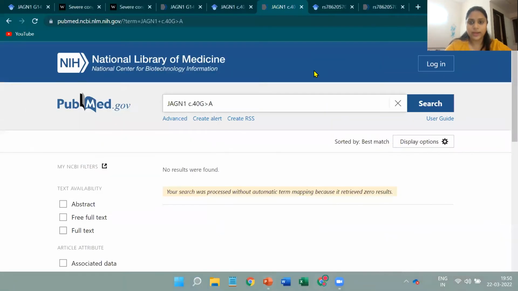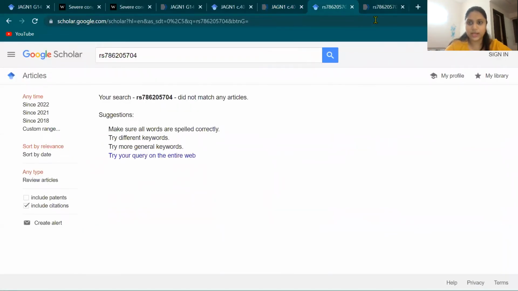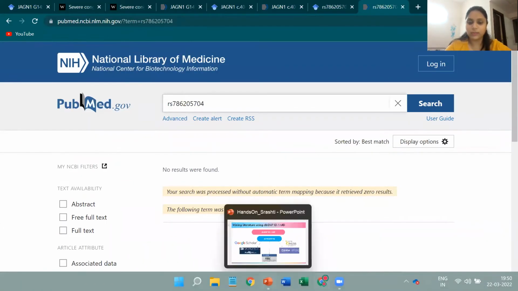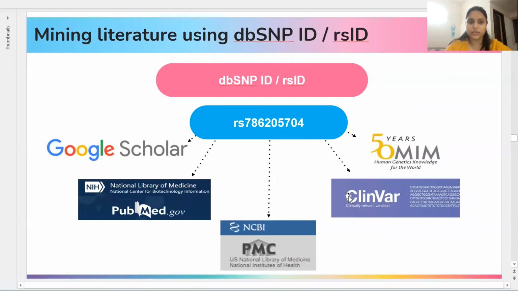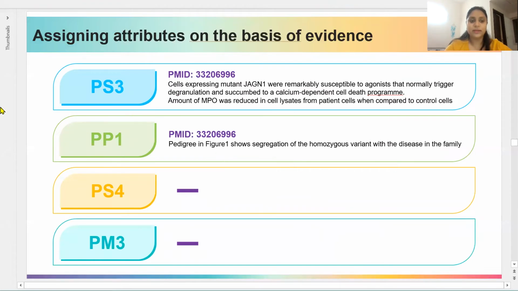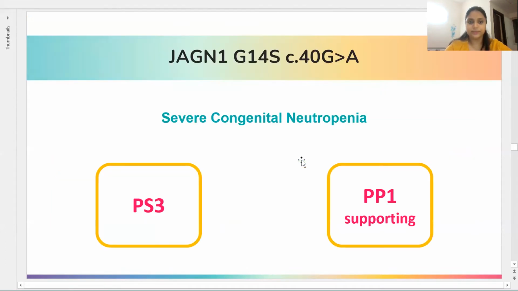Now we have to go ahead and do the literature mining using RSID. And as you can see, neither in Google Scholar nor in PubMed, I found any significant studies for this particular variant using the RSID. Therefore, reading that literature that we read together, I could assign PS3 and PP1 supporting to this particular variant. We will have to read the other papers that have been shown to assign the other criteria. Therefore, we could give PS3 and PP1 supporting to this JAGN1 variant.